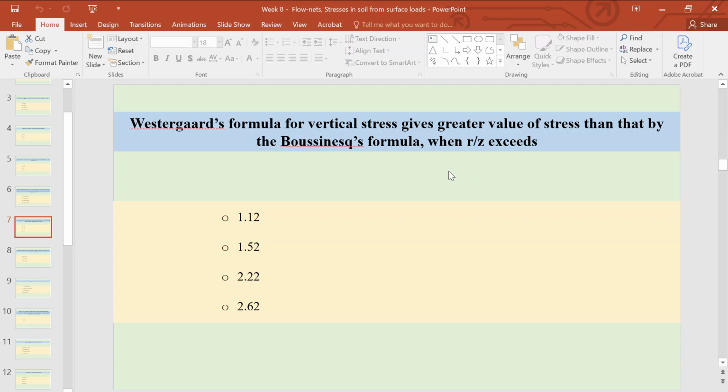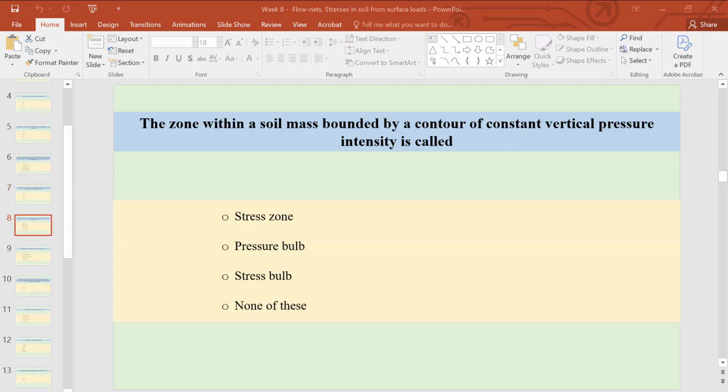Now, next question. The zone within a soil mass bounded by a contour of constant vertical pressure intensity is called. The options are stress zone, pressure bulb, stress bulb, or none of these.